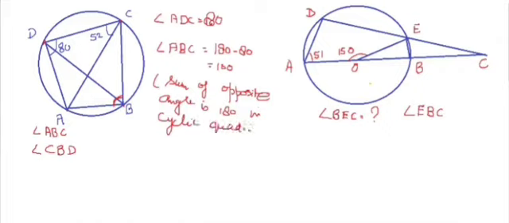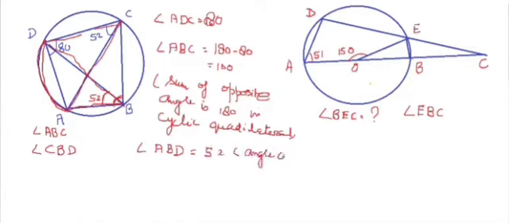Now we know that angles on the same segment are equal. If I am taking this segment, this segment is making 52 here. So the same segment will make 52 here also. So this is going to be 52. So I can write angle ABD will be 52. Reason: angles on same segment.